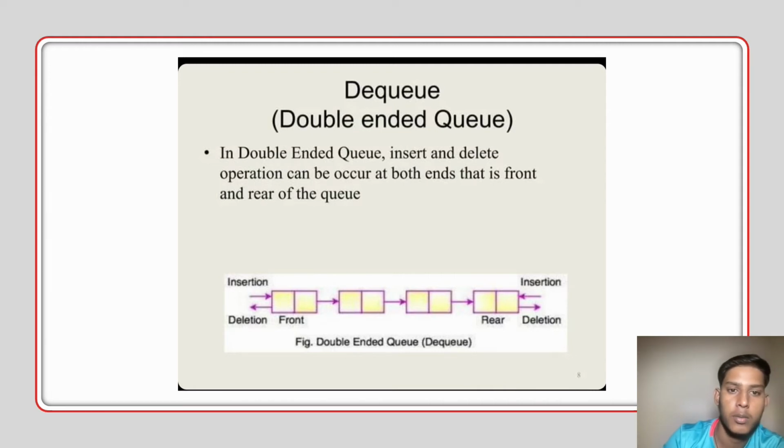Dequeue is also known as double-ended queue. In the double-ended queue, insertion and deletion operations can occur from both ends, that is, front and rear of the queue. This means insertion from both sides and deletion also takes place from both sides of the double-ended queue.